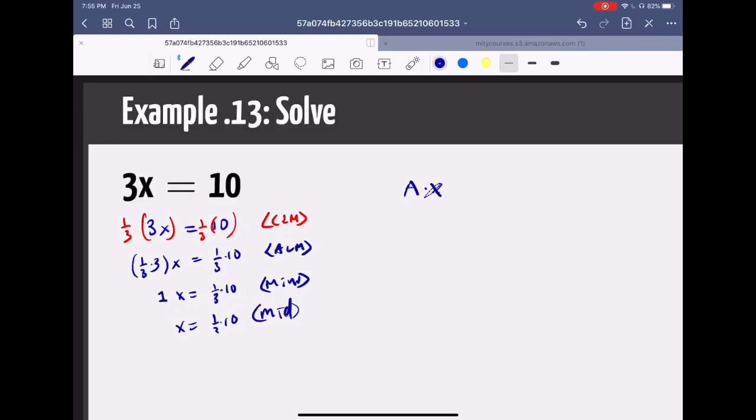Wow, I'm running out of ink. Unbelievable. Let me pause this.